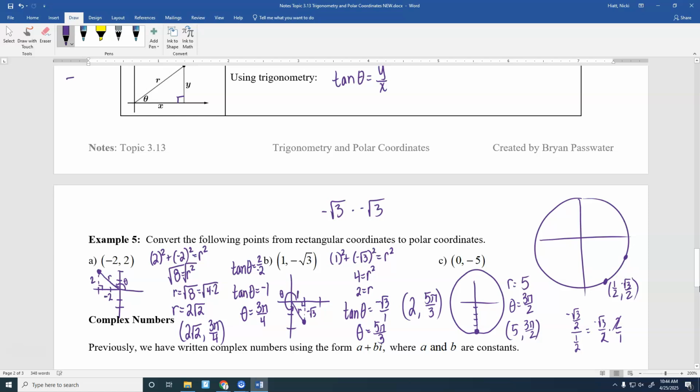It will work to use your formulas. The problem is that you can't really draw a triangle for that, right? But really they're the easiest problems if you just draw it out and think about it. It's either at 0, pi over 2, pi, or 3 pi over 2, and whatever distance you've gone out is your radius for that.